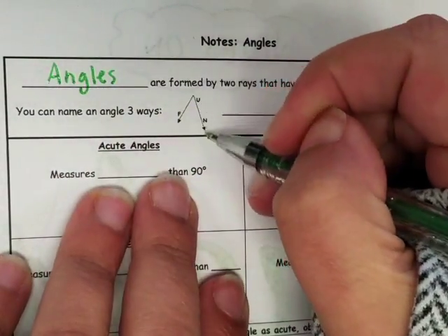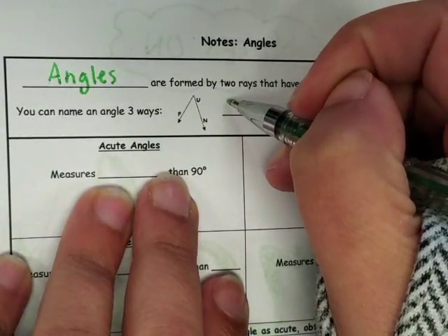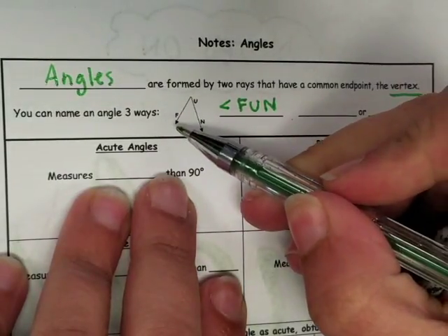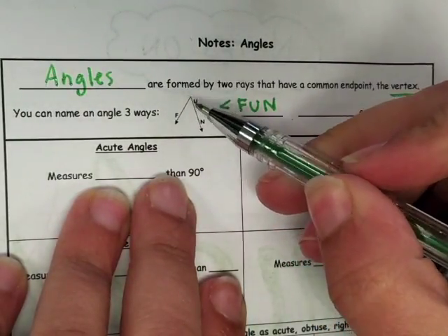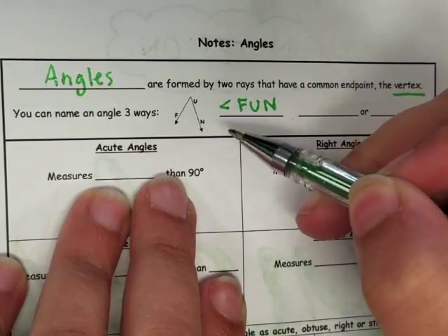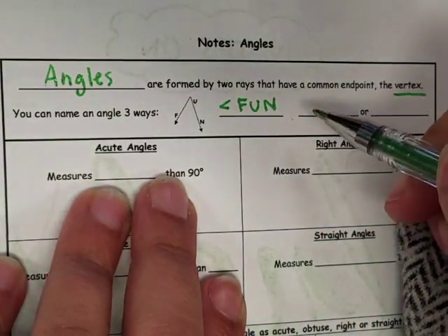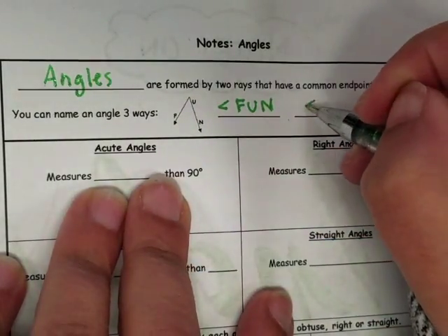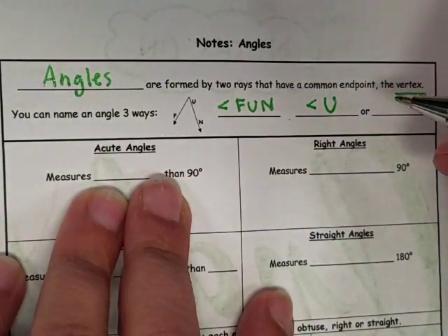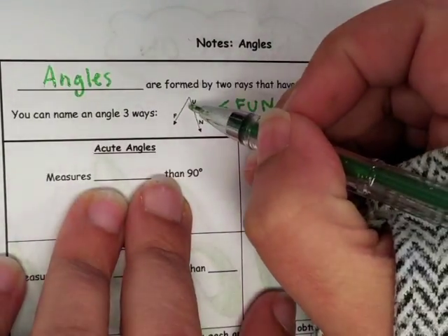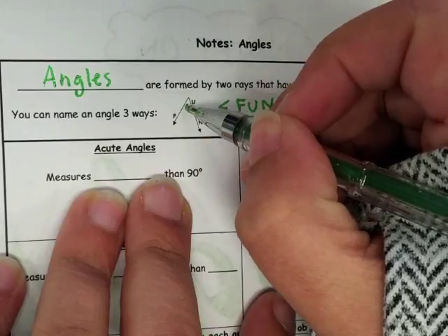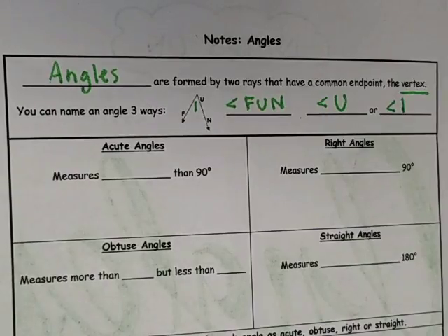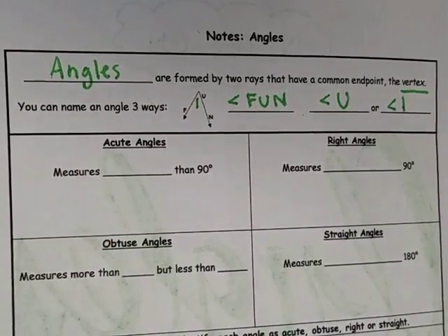So we can call this angle right here angle FUN. You start with the ray, you go to the vertex, and then you go back to the other ray. You can go in any order, so it could be NUF. Or you can call it based on the angle that's just in the middle, so angle U. Or if we put a variable or a number inside, we can just call that angle 1. So those are three different ways that we can name this angle measure.